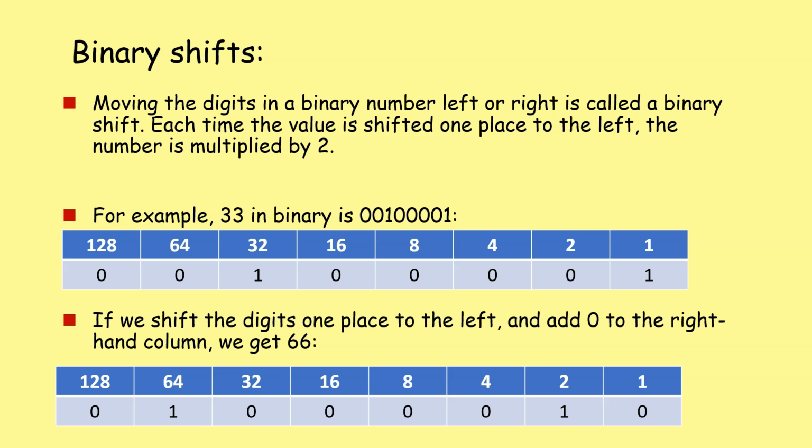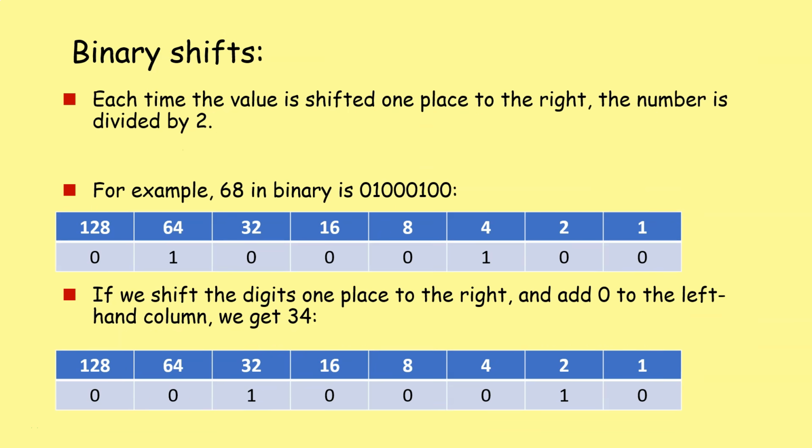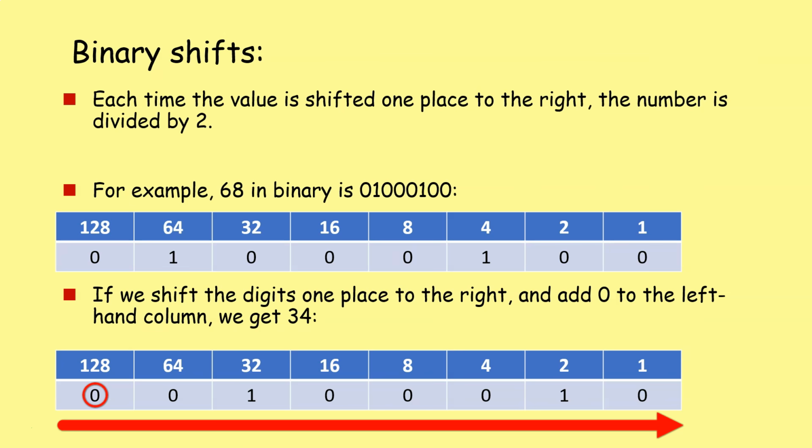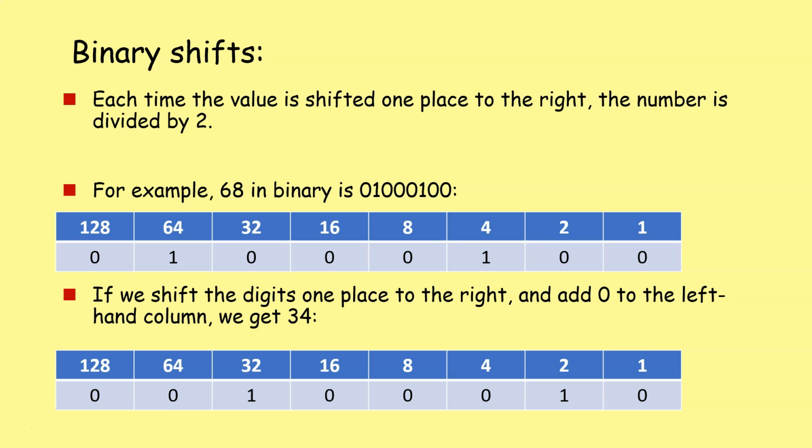If I shifted it a second place to the left, we'd end up multiplying it by 4, wouldn't we? On the other hand, each time the value is shifted one place to the right, the number is divided by 2. If we have the number 68 in binary, it is 01000100. So 64 and a 4, that's 68. Yeah, no problem. If we then shift everything one place to the right and add 0 to the left-hand column, we get 34. If we were then to shift it one place to the right again, we would get 17. So shifting it 2 places would actually divide it by 4.